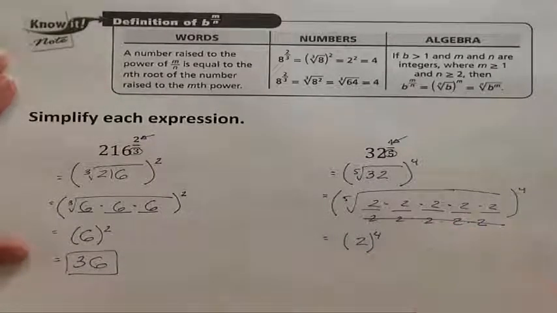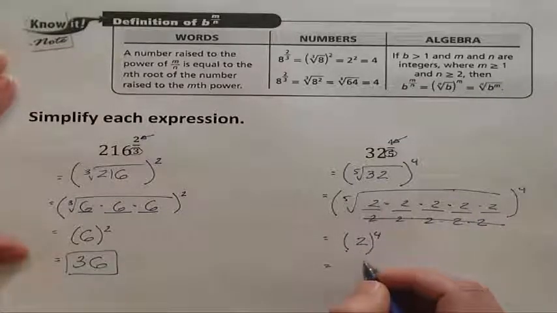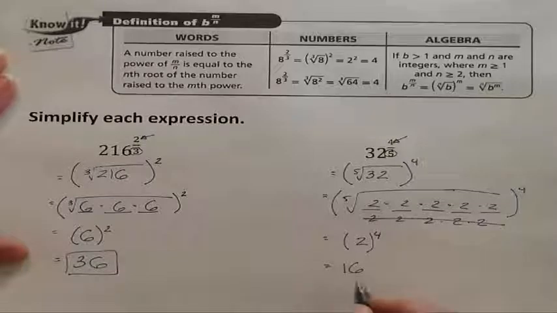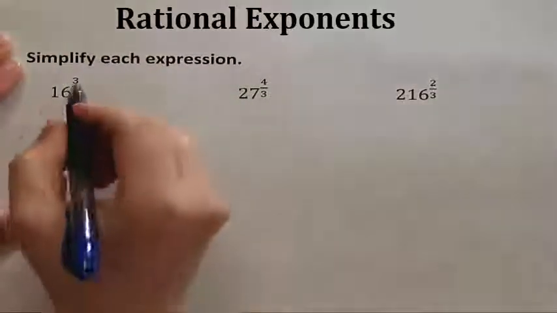But I'm still supposed to raise this whole thing to the fourth power. What is 2 to the fourth power? 2 to the fourth power is 16. And then I'm done. So let's do some more practice problems.